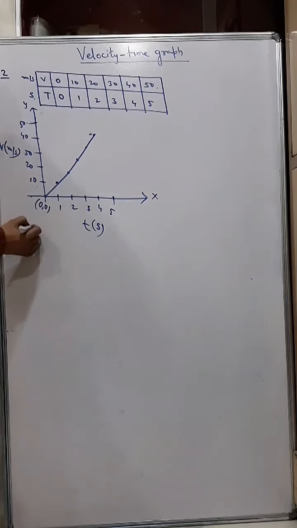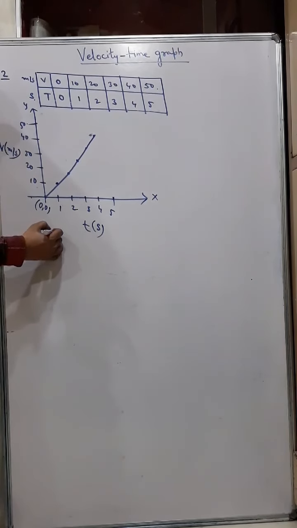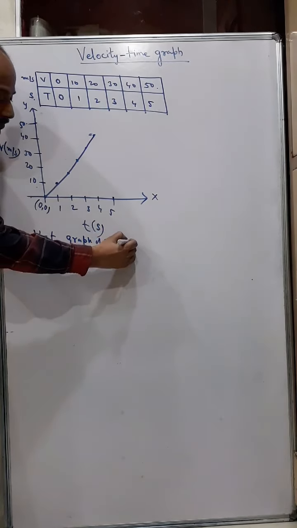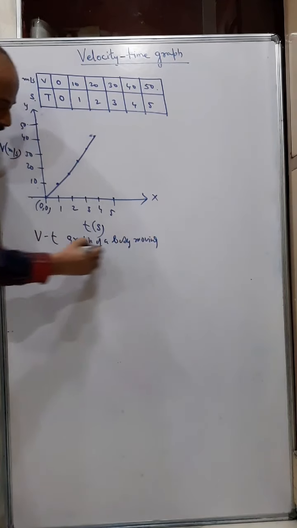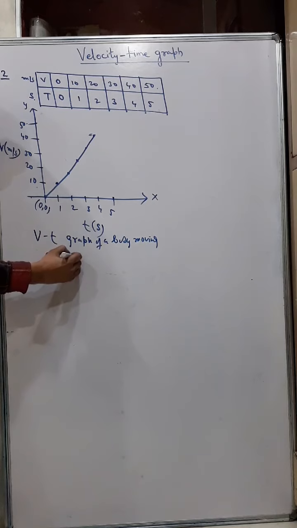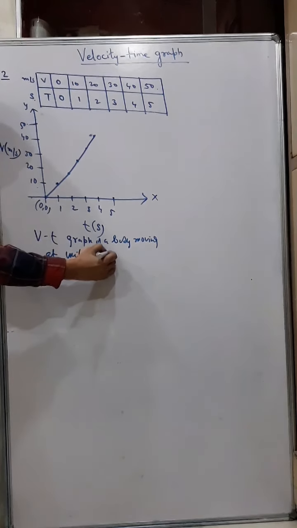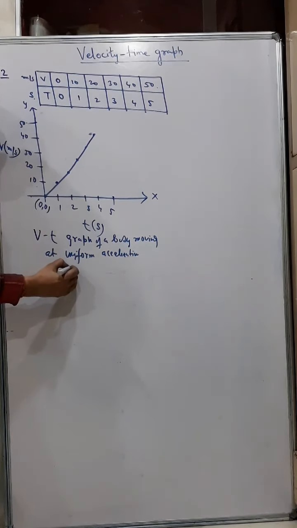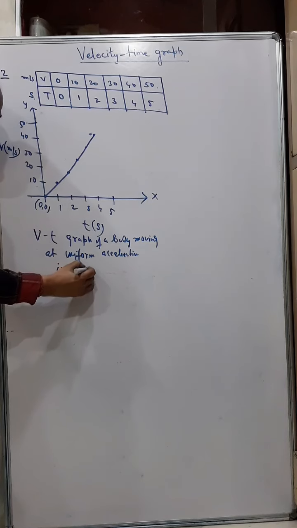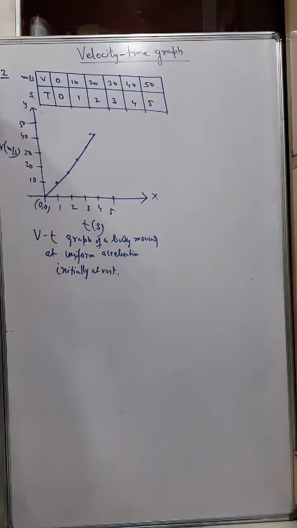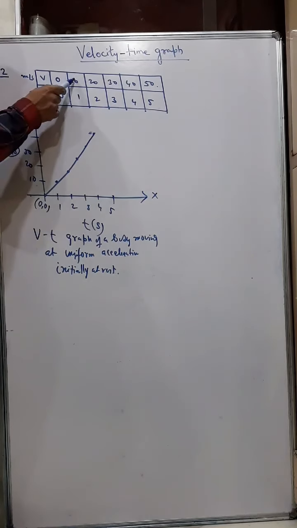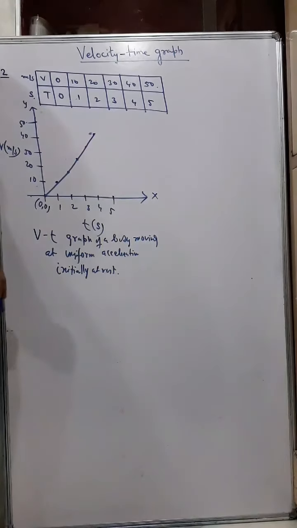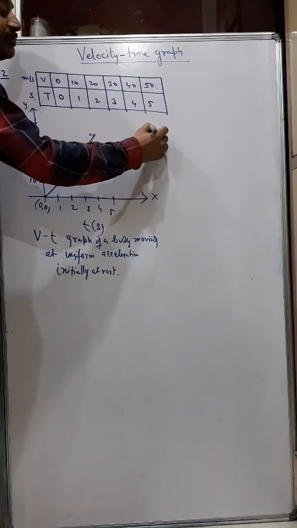So in this case what can we see about the motion of the body? That this is a VT graph of a body moving at uniform acceleration and initially at rest. Is it not? Because you can see the speed is increasing by 10, 10, 10, 10, 10 after every 1 second. So in this case we can see that the acceleration is 10 meter per second square.